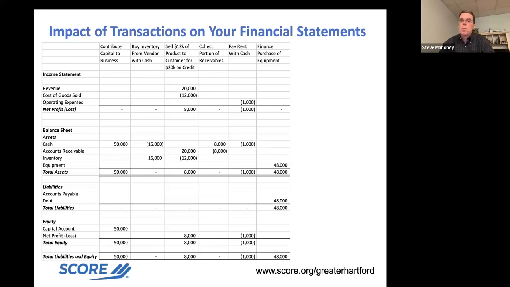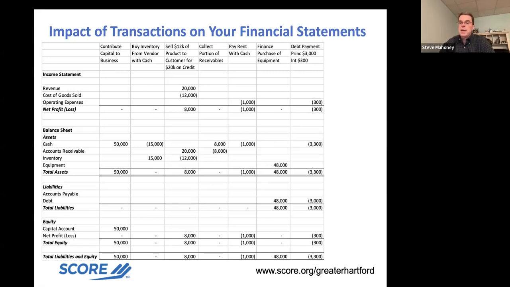Next, you decide to purchase some equipment by financing it with debt. So you decide, I need something for my business. I'm going to buy $48,000 of equipment, and I'm going to take out a loan. So what happened here? Nothing happened on your income statement because you haven't sold anything. You haven't expensed anything. You just added an asset, but you also added a liability because you bought something with debt. So again, your balance sheet remains balanced here.